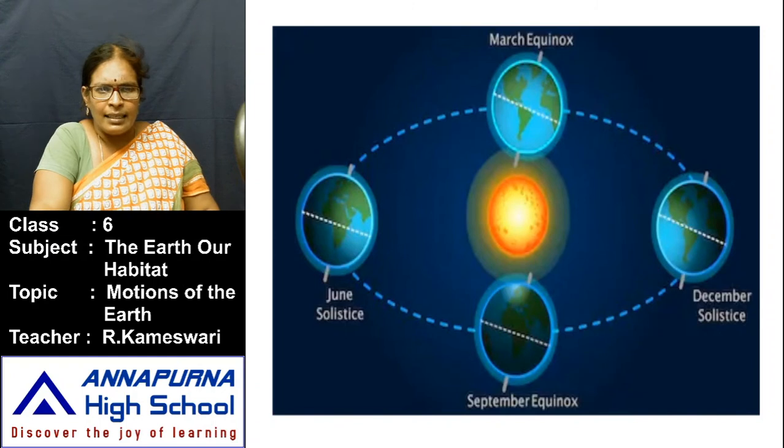Okay. Equinox, March 21st and September 23rd, these two dates receive equal days and nights, and June 21st is the summer solstice and December 22nd is the winter solstice.